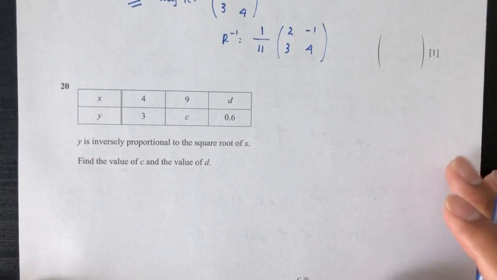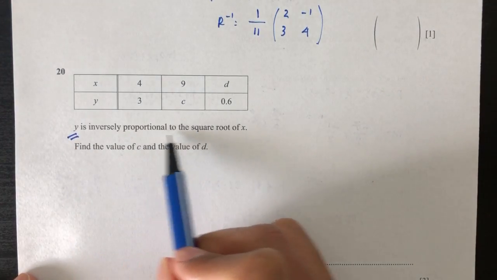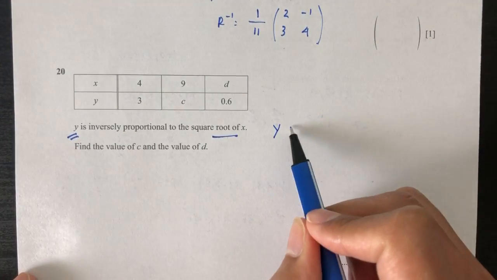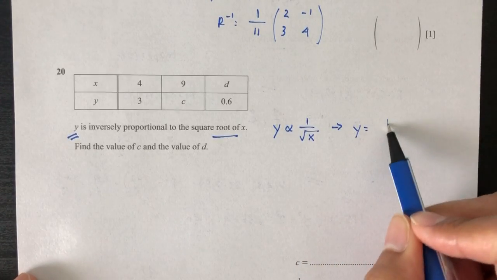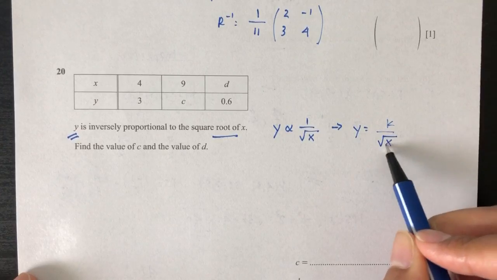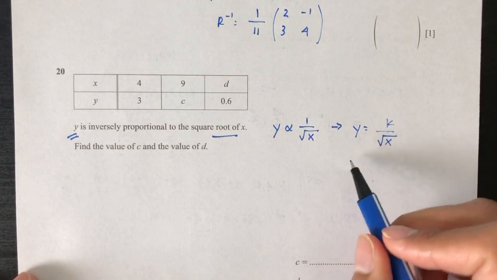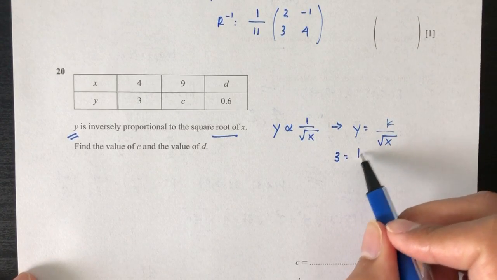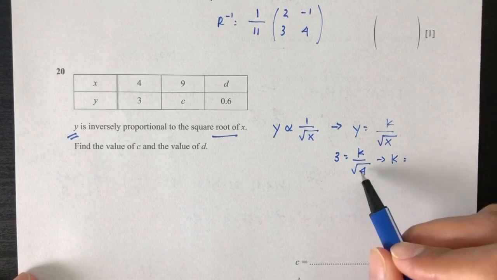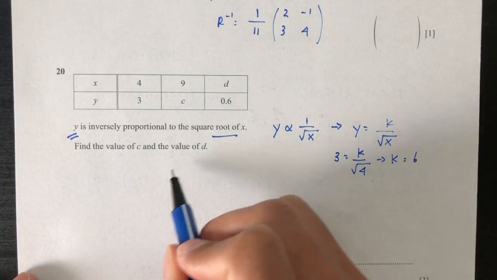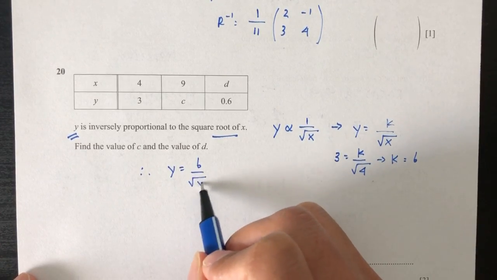Okay. Now 20, we have x and y. So we know that y is inversely proportional to the square root of x. So inversely, square root of x. So this brings down to k over square root of x. Let's find the value of k from the first two values. When the value of y is equal to 3, the value of x is equal to 4, which means the value of k is equal to 3 times 2, 6. So from this we have y equal to 6 over square root of x.